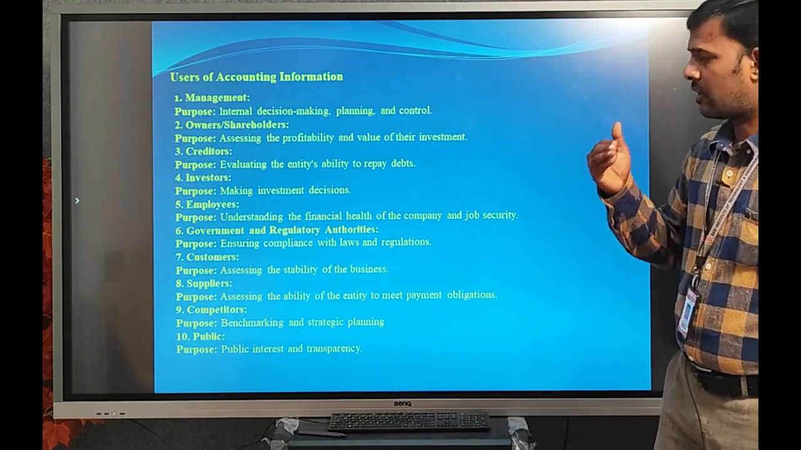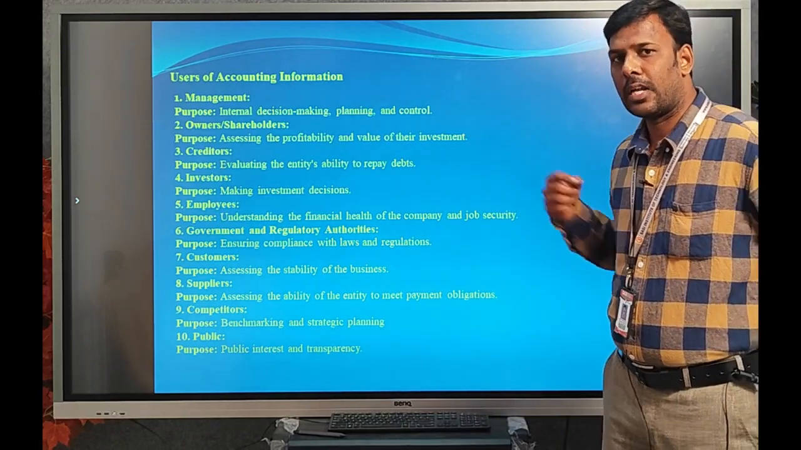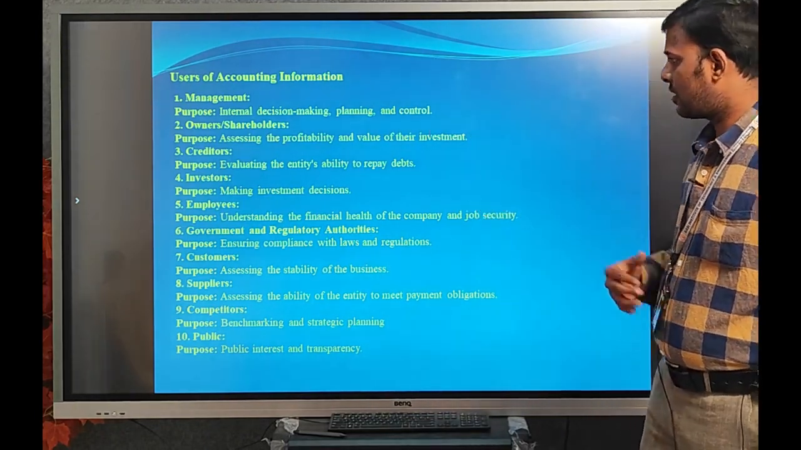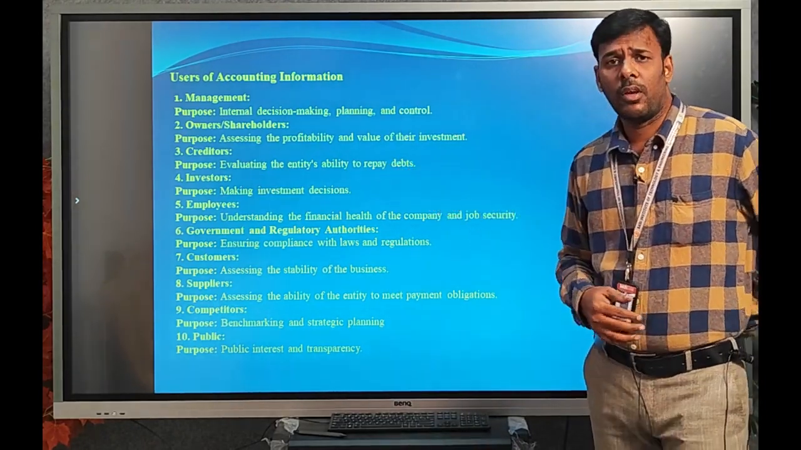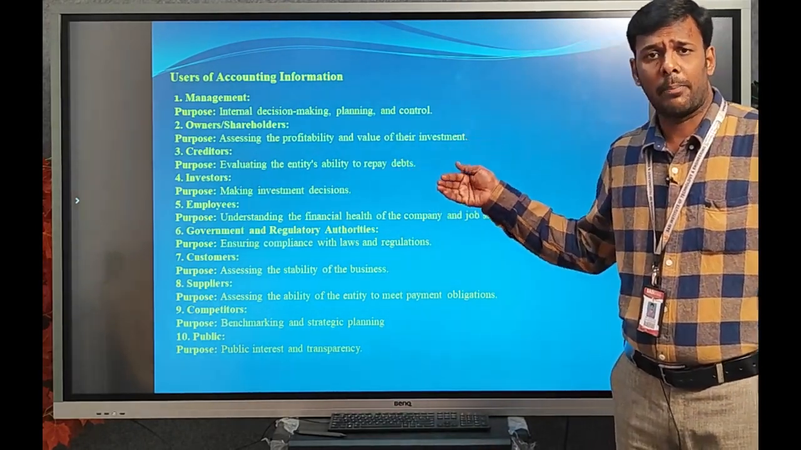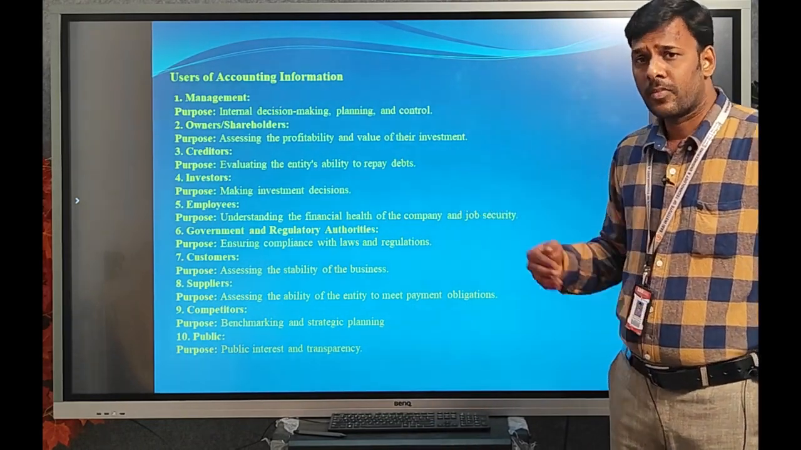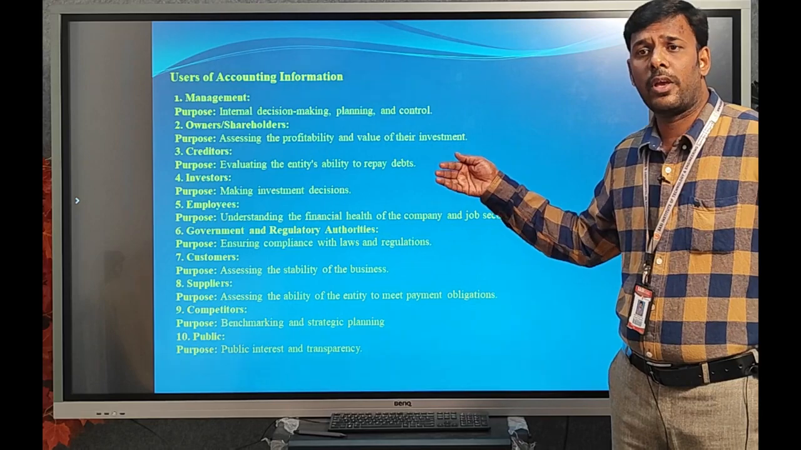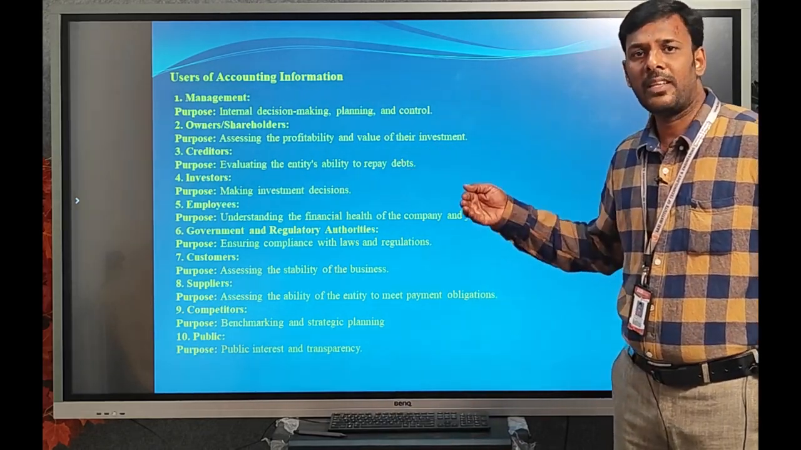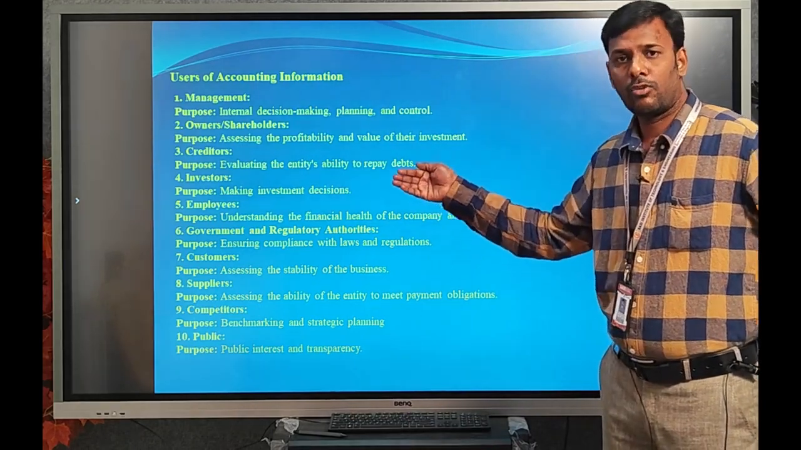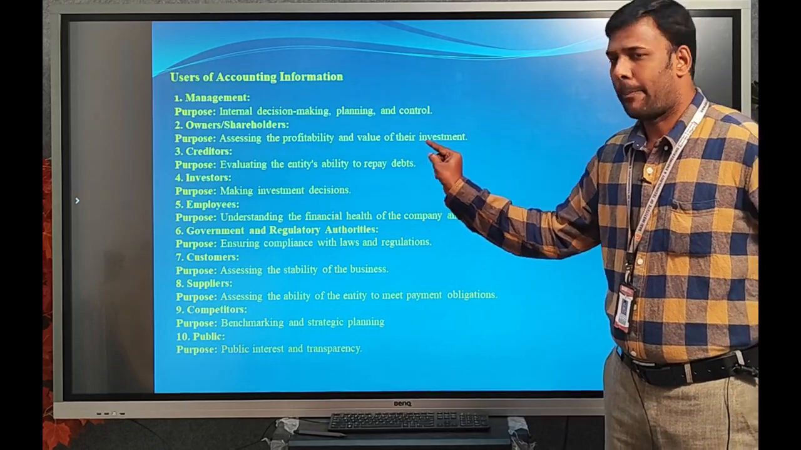Next one, creditors. Yes, if our financial capability is good, we will definitely get amounts from our creditors. Next one, employees. Employees also will check what is happening in the organization about the financial transactions, because if the company is financially sound, only then will they be happy. If the company is getting losses, they cannot survive. So if the company is getting good profits, they will give their best.